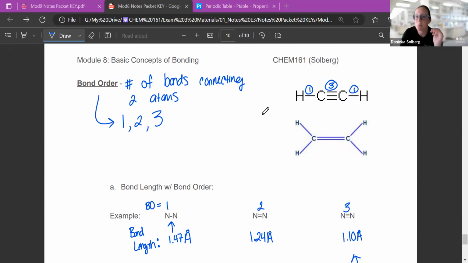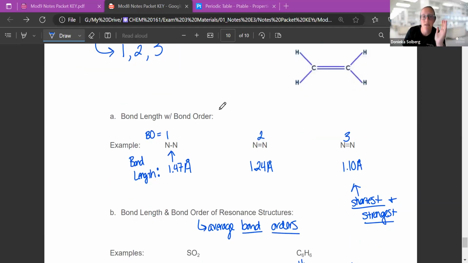Now bond order goes along with bond strength and bond length. The higher the bond order, like triple bond versus double versus single, the shorter the bond is going to be. So if it's a triple bond, it's shorter and it's stronger. I was using nitrogen as an example a moment ago. I pulled down their energies. This one had a higher strength. It was harder to break this bond.